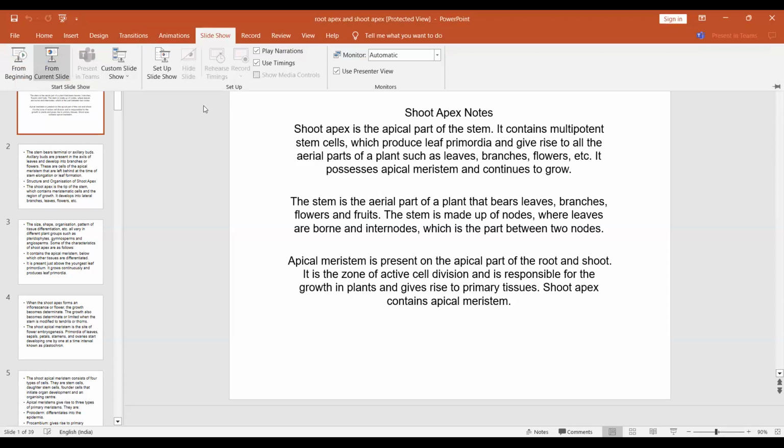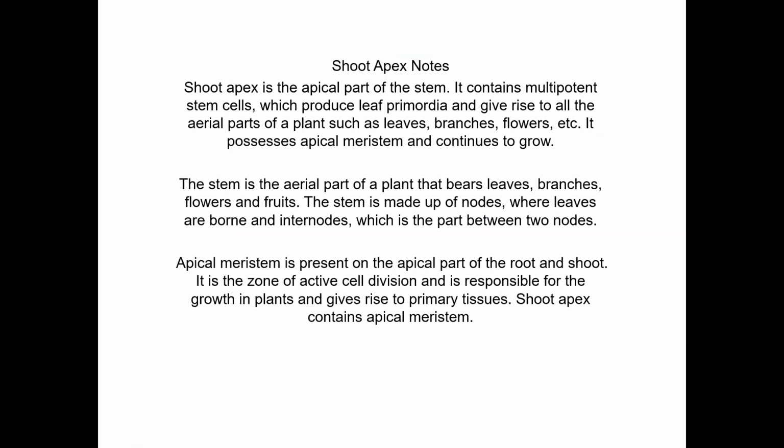So today's topic is organization of shoot apex. Generally, the shoot apex is the apical part of the stem. In the last class, we discussed meristematic tissues and permanent tissues. Meristems are present at the shoot apex and root apex. The theories regarding the organization of shoot apex and root apex are important.